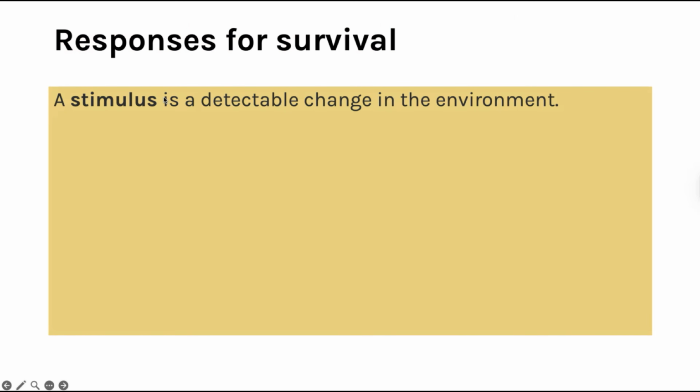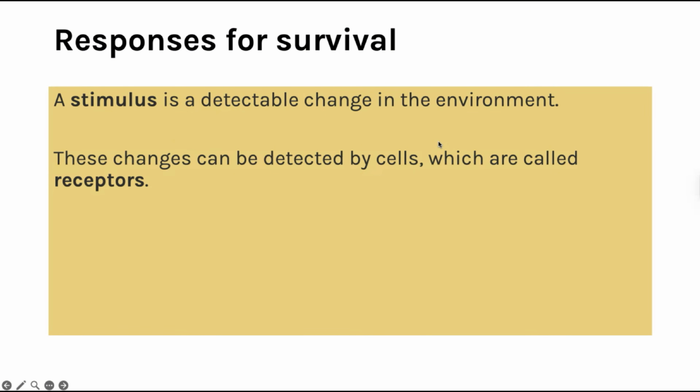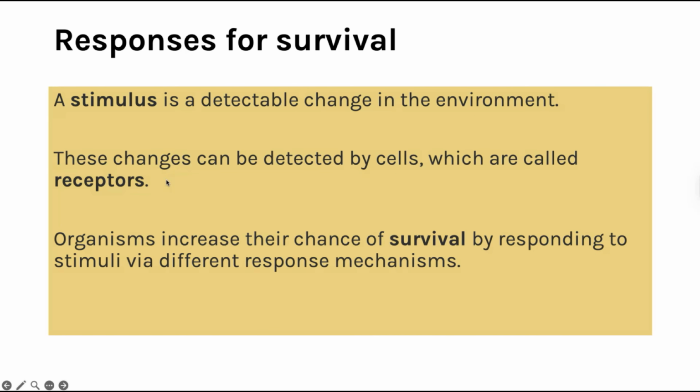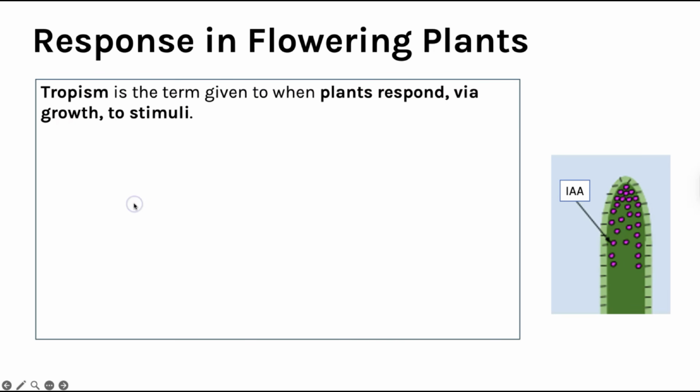AQA Topic 6, and we begin with 3.6.1 Stimuli, and this is looking at the internal and external stimuli that can be detected and lead to a response. Starting with your definition of a stimulus. This is a detectable change in the environment, and these stimuli are detected by cells known as receptors. An organism increases their chance of survival if they can respond to stimuli via different response mechanisms.